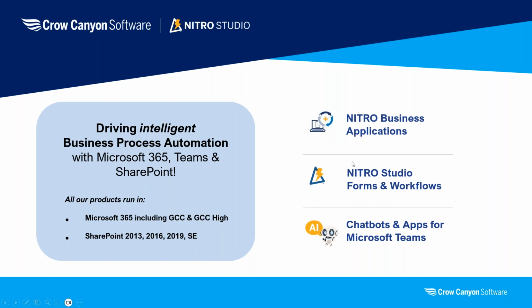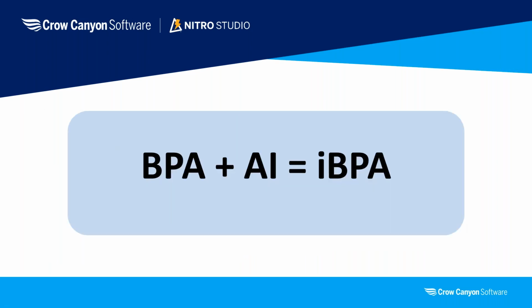We have a set of business applications. We have our NITRO Studio Forms and Workflow tool, a platform for building applications. A number of people really have adopted that. We call them NITRO Knots, and they are really enthusiastic about using it to build solutions. We also have the chatbots and apps for Teams, which I'll go into somewhat today. So the whole idea is that BPA plus AI equals IBPA. And it's interesting because AI is such a broad field.